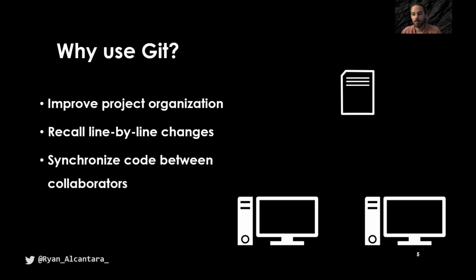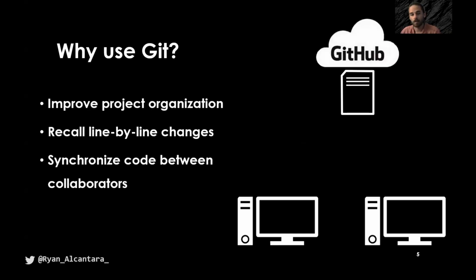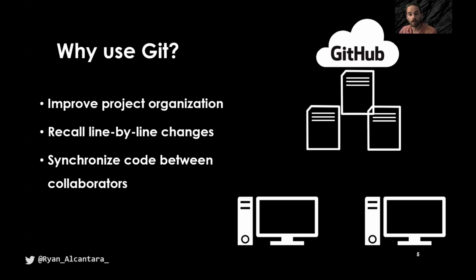Next, you can use Git to synchronize code between collaborators. And you can do this by using Git in conjunction with GitHub. So GitHub is an online, server-based product where a script, for example, can be stored on GitHub, and it can be shared with two collaborators.